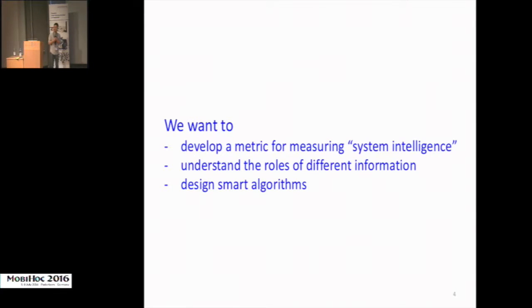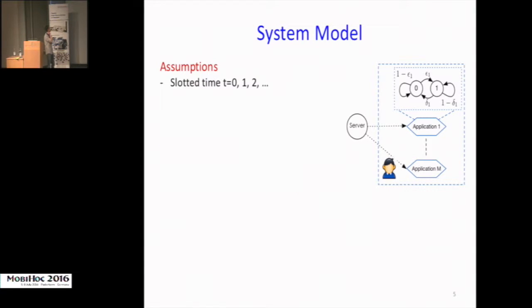Now for that we need a model, and here's our model. We consider a system where it's a time-slotted system. And in this system, there is a single server, which you can think of as serving a whole bunch of users. But in this case, we consider one single user. Okay? And the reason behind that is because most of the services nowadays target personalized service. So we think that it makes sense to consider a single user now. And also we see that it helps to do it this way.